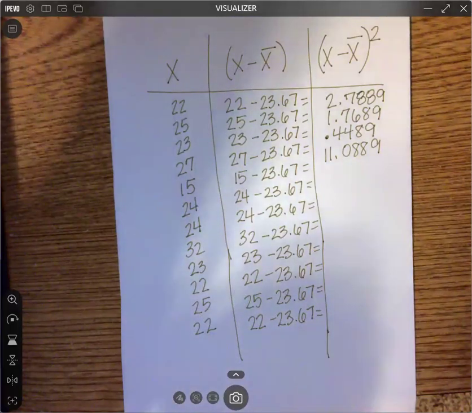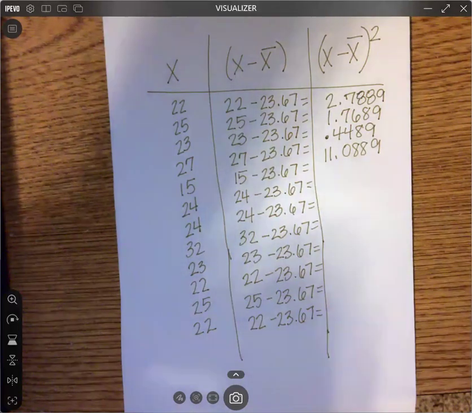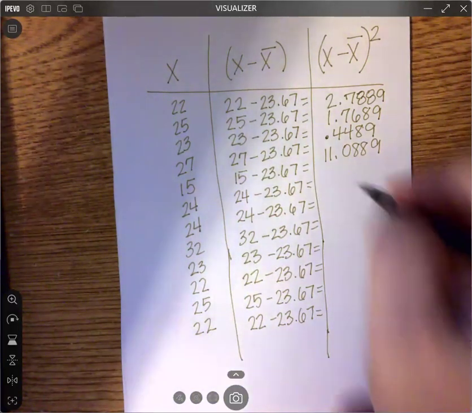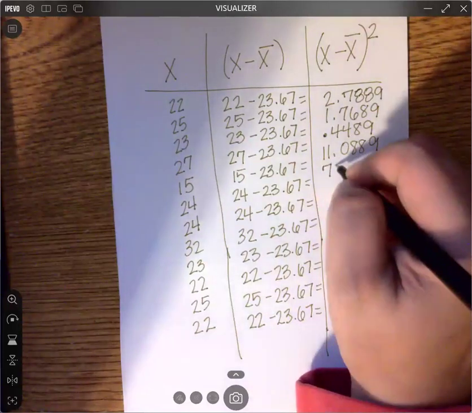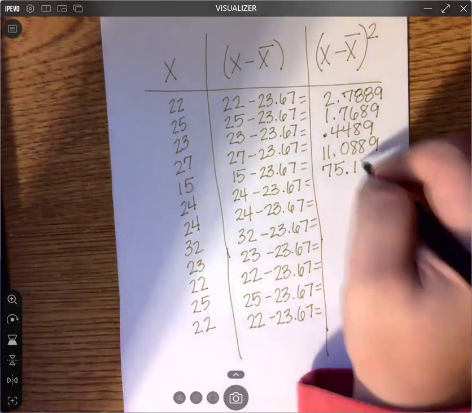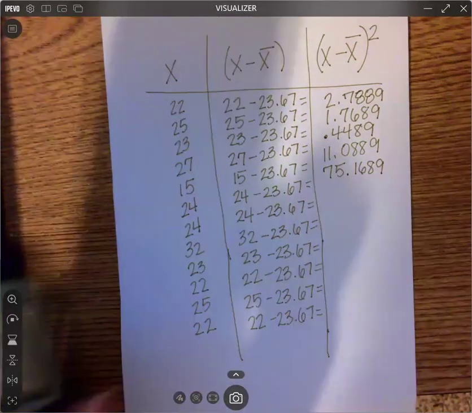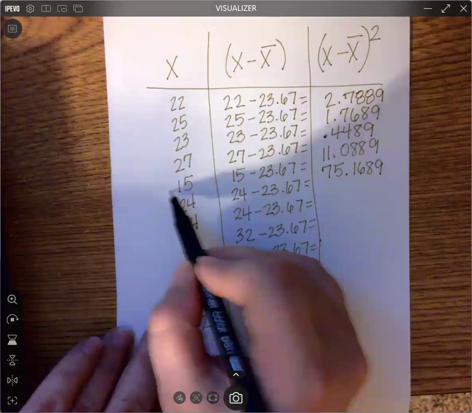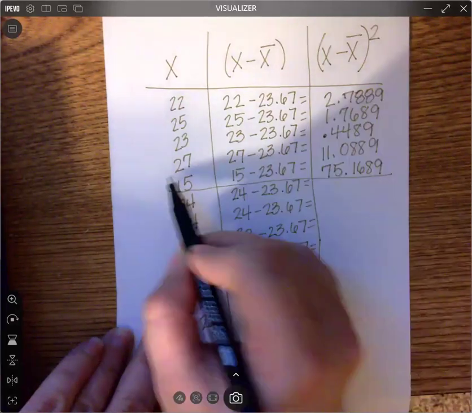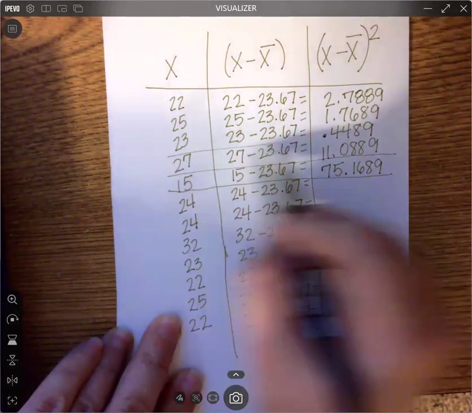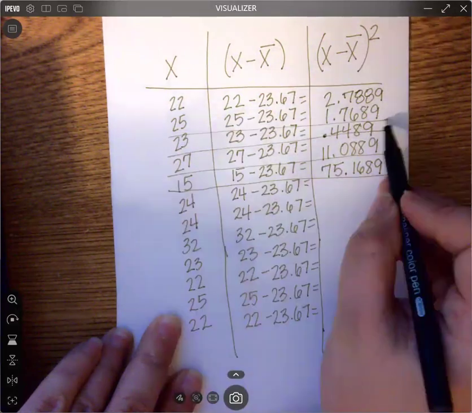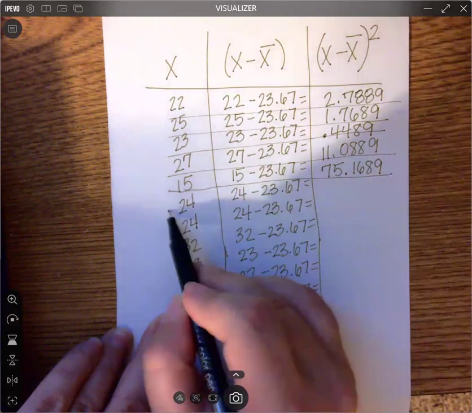One thing you want to keep in mind is that you don't want to round until the end whenever possible. Sometimes it isn't possible to keep all the decimal places, but it's always going to be the most accurate. And I'm going to go ahead and draw a line right here so that I don't get off on my numbers.